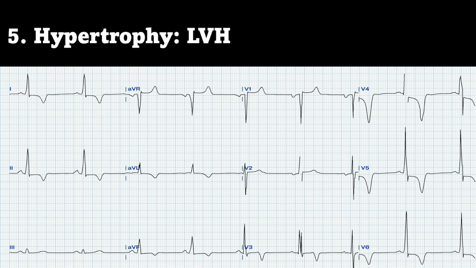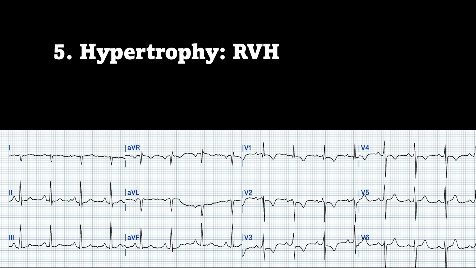And what about my strain pattern? Well, all these arrows here, you can see that strain pattern with my LVH. Now RVH. We need to look for right axis deviation. Do we have that? I look at 1 and aVF. 1 is down, put my left thumb down. aVF is up, right thumb up. They're heading right towards each other, so right axis deviation.